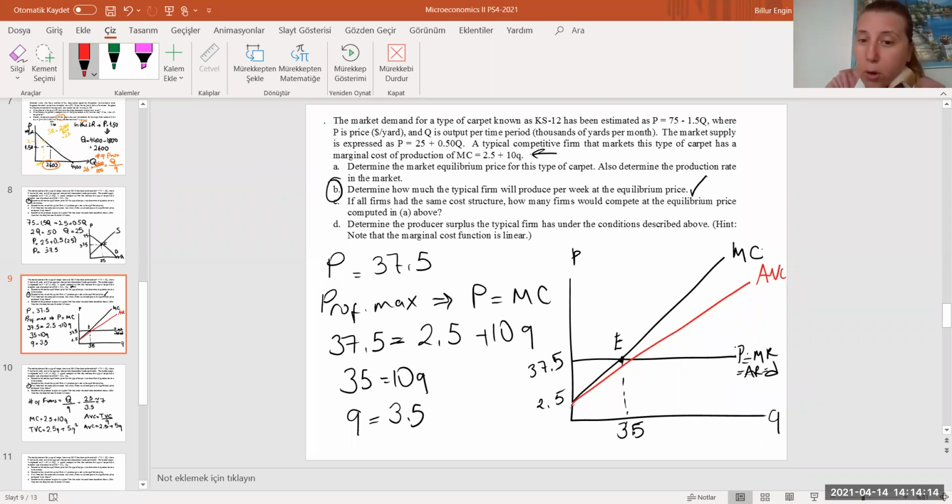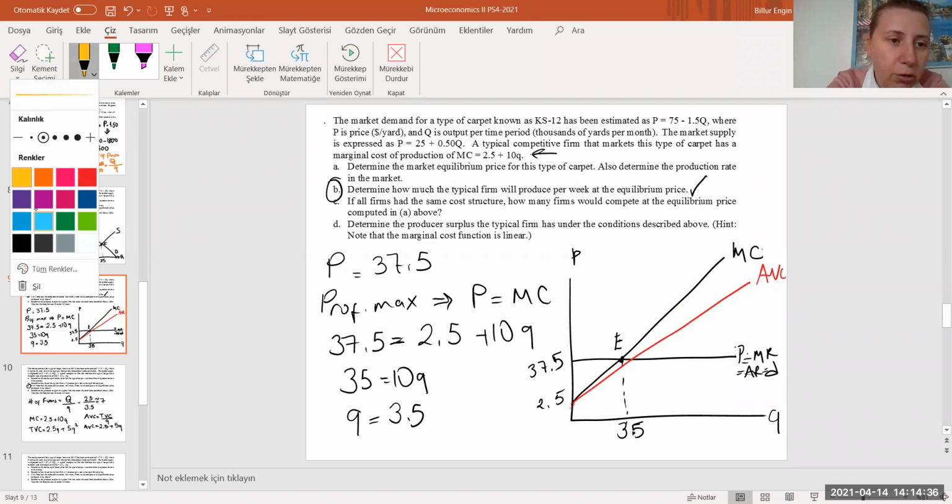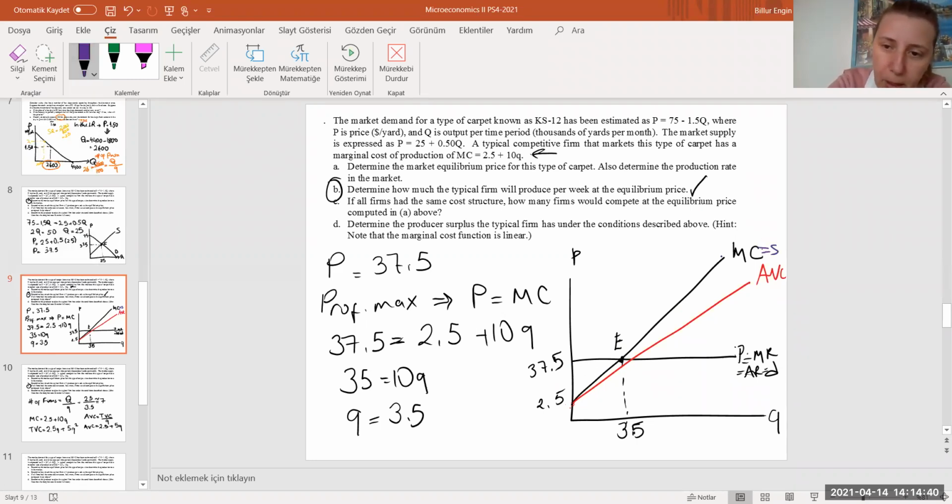So for any price higher than 2.5, this firm is willing to sell that good. The minimum acceptable price for this firm is greater than 2.5. So entire marginal cost, in that case, all of this marginal cost is the firm supply, we can say, this one.